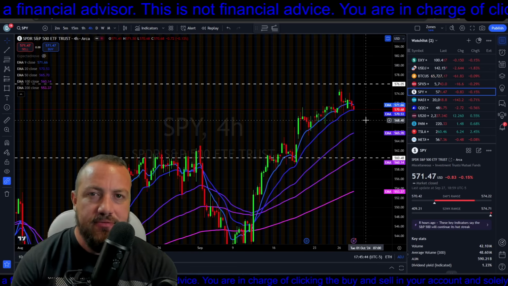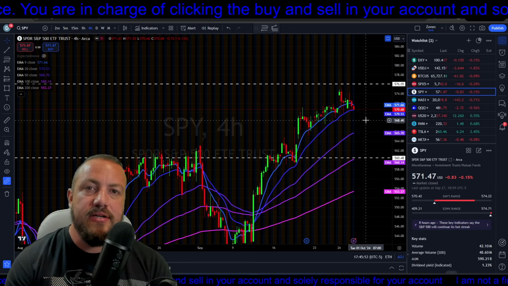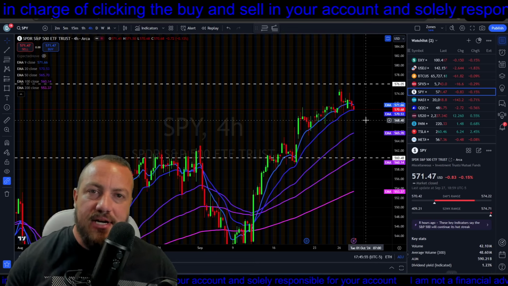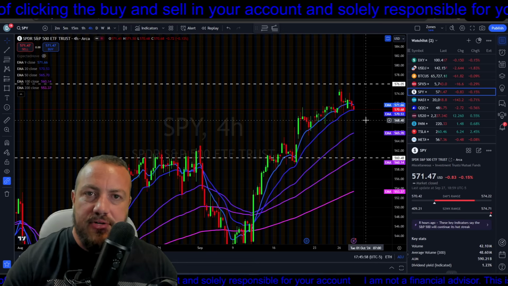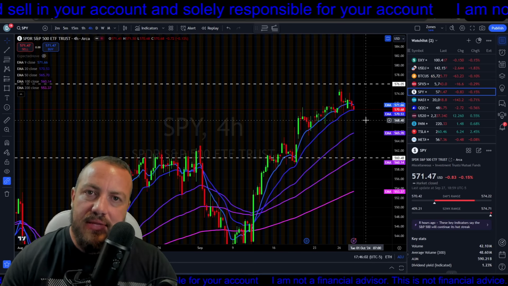The 20 EMA, we got the blue one right now. We're bouncing off that thing right now. So this is a short-term indicator often used for swing trading. It gives traders a good snapshot of a stock's recent trend. Puts a little wiggle room in there, a little breathing room.